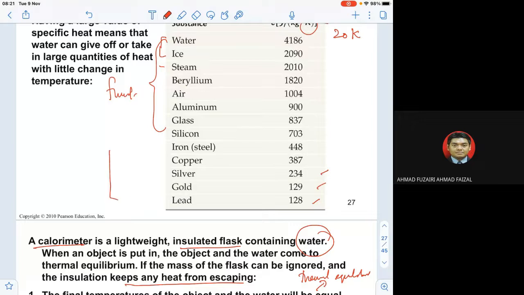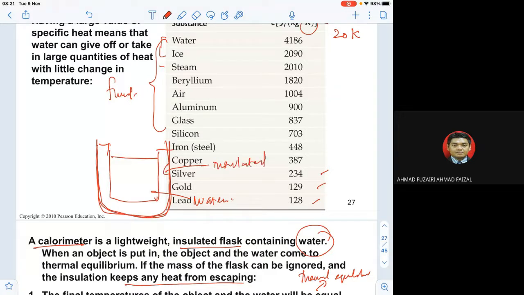This is your calorimeter, a flask with water. Let's say this one is covered with insulation. It is not a normal beaker, but a calorimeter. This one is water, and this is an insulated flask. It has been covered, so no heat will go in or out easily.